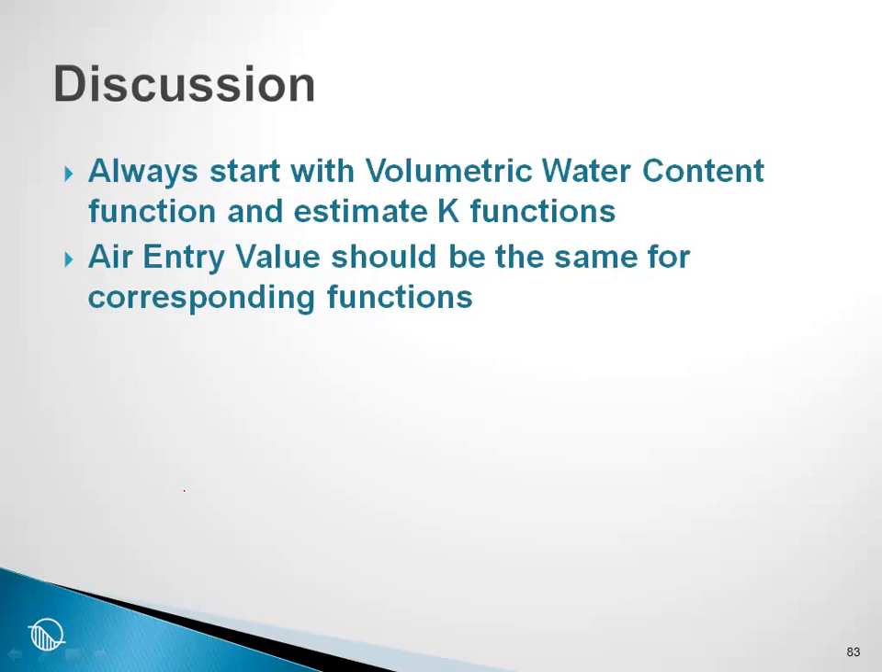In summary then, as we have noted several times already, always start with the volumetric water content function and then estimate the conductivity function. It is important, however, that when the conductivity function comes from the volumetric function, or if you happen to create the conductivity function independent of the volumetric water content function, for good results, the air entry value should be the same for corresponding functions. In other words, the volumetric water content function and the conductivity function should have approximately the same air entry value.